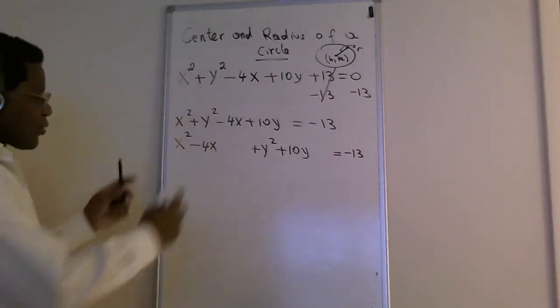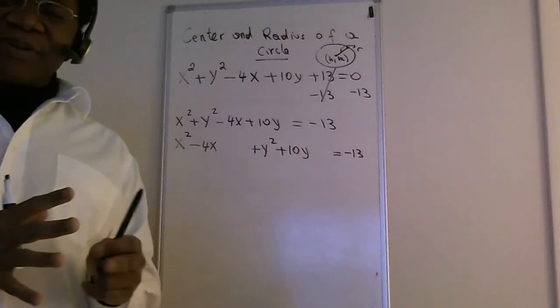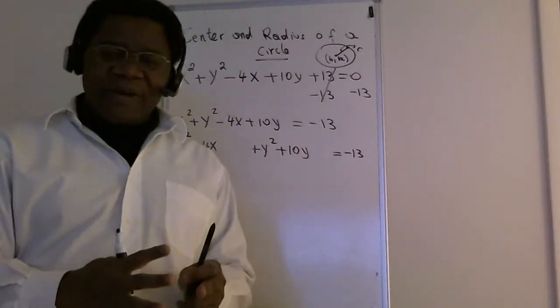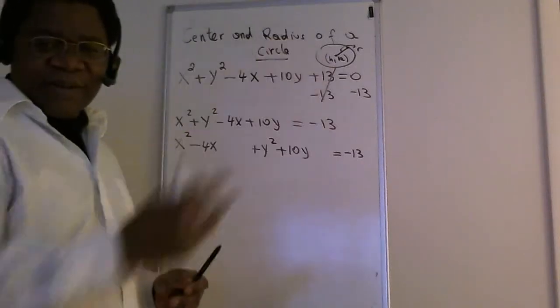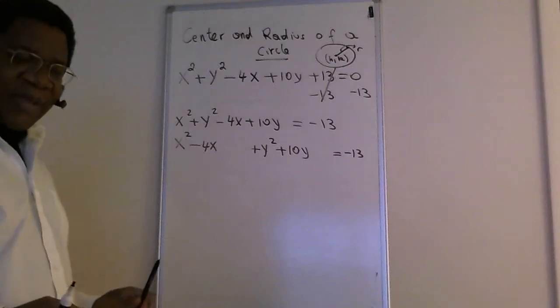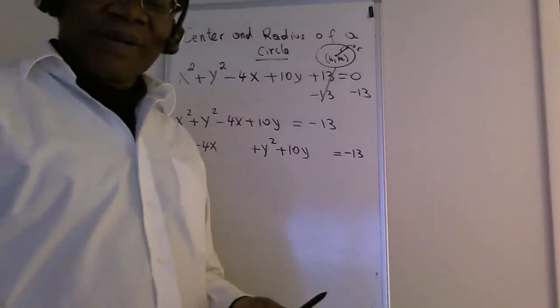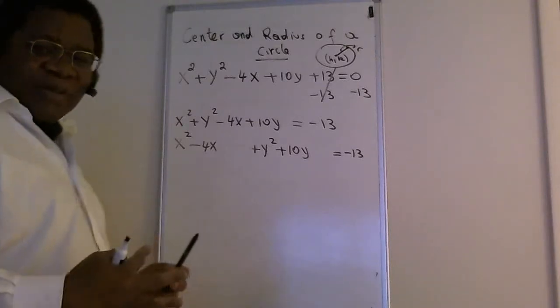So all I did was rearrange this in terms of the common variables. The x variables go together and the y variables go next to each other, and then that number is still on the right-hand side. So the next step now is going to be completion of the square. So we need to complete the square.